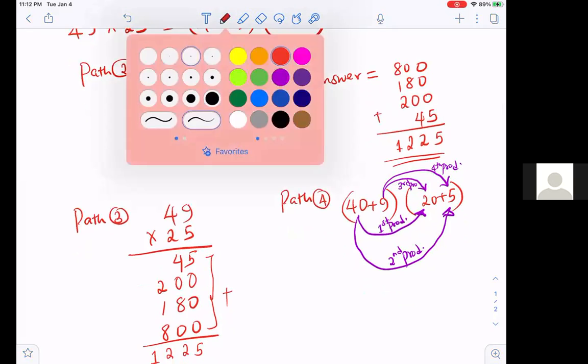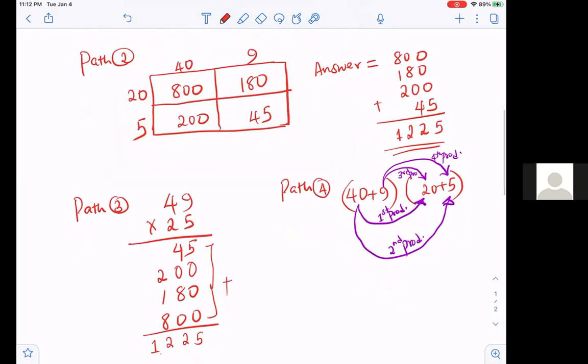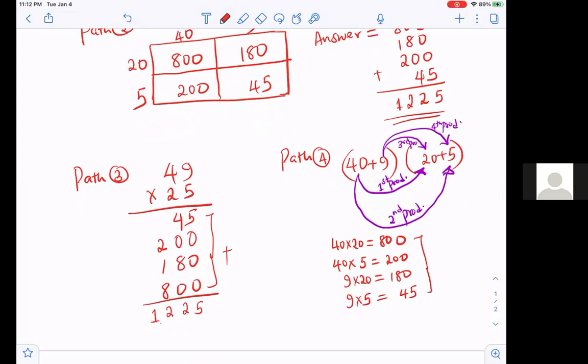So with that, the same partial products we've just talked about, and if we focus on the first product, it will be 40 times 20, giving us 800. The second product is 40 times 5, giving us 200. And the third product will be 9 times 20, giving us 180. And 9 times 5, giving us 45. We get the same partial products. And when added, we have the same solution.